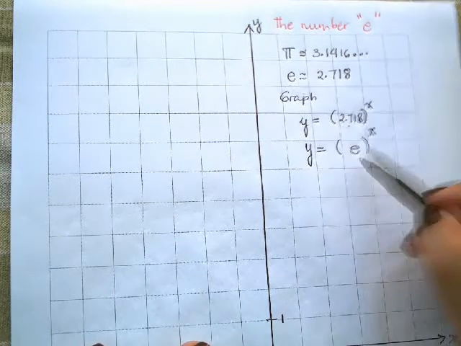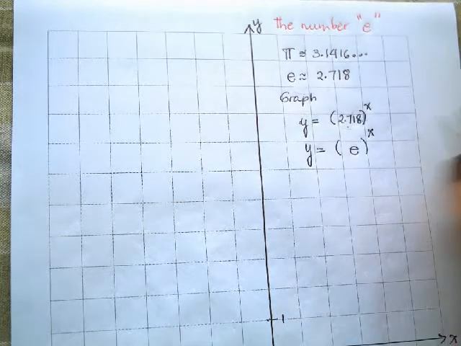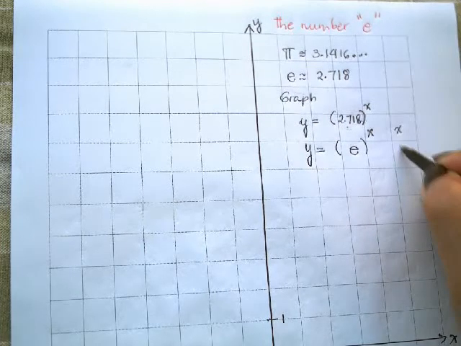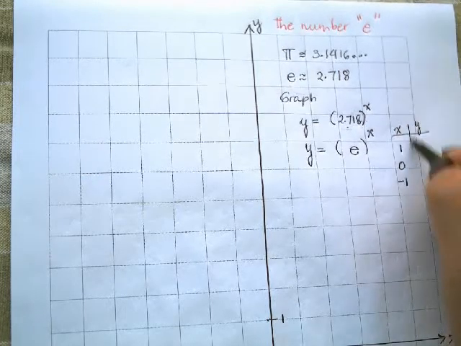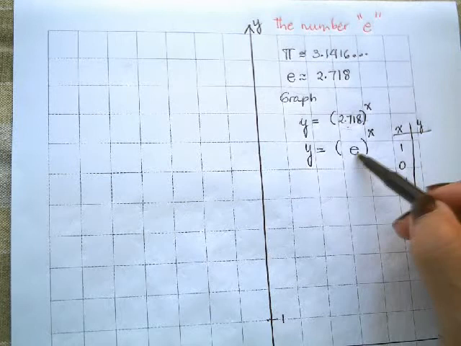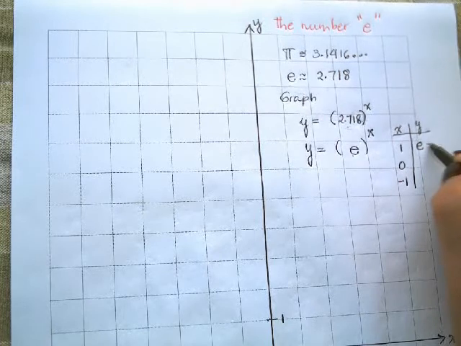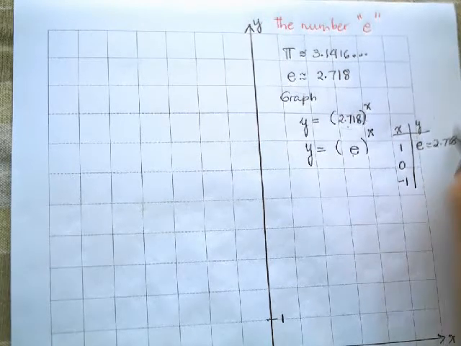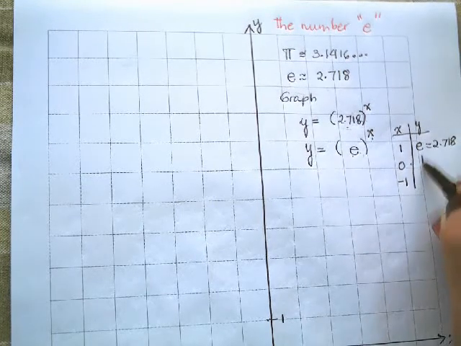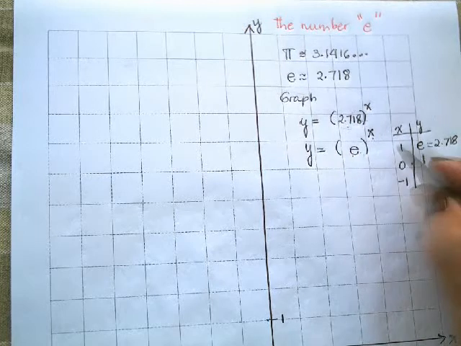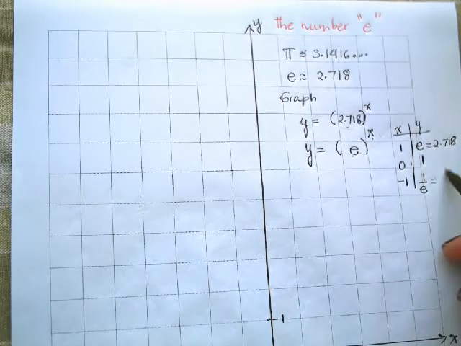This is the parent graph, e to the x. Let's graph this. We always use three values: 1, 0, and -1. Let's solve for y. For x equals 1, e to the 1 is e, or 2.718. When x is 0, e to the 0 is 1, since anything raised to 0 is 1. And e to the -1 is 1 over e, or 1 over 2.718.